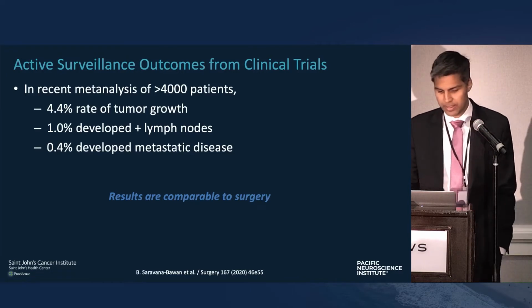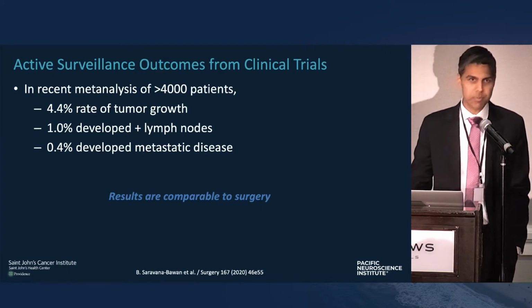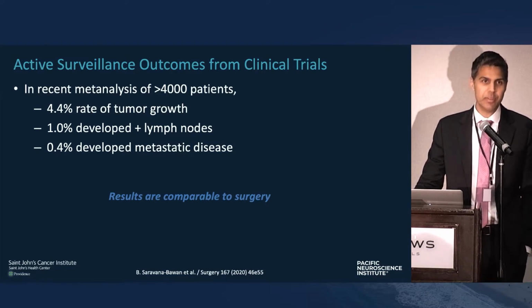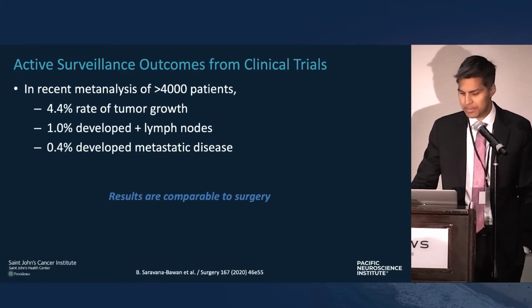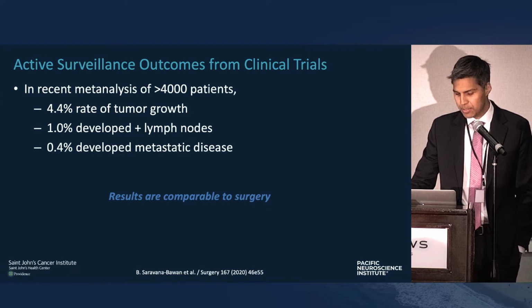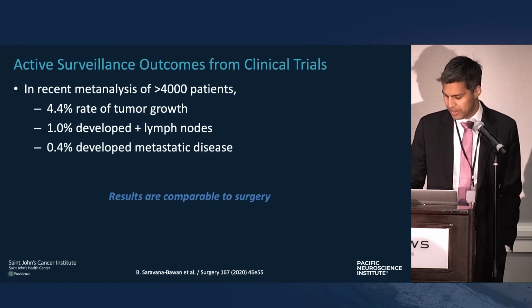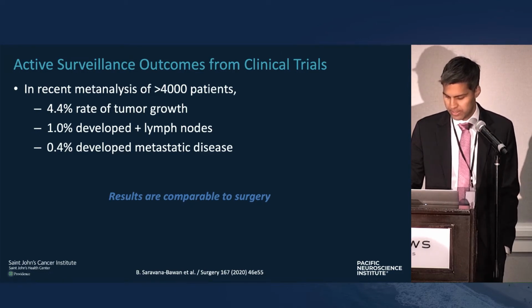In these studies, about 4.4% of the time the tumor grew and required intervention. About 1% of the time there was a lymph node metastasis that developed, and a very small percent, 0.4, developed metastatic disease. To my knowledge, there's been no deaths in any patient enrolled in an active surveillance trial.